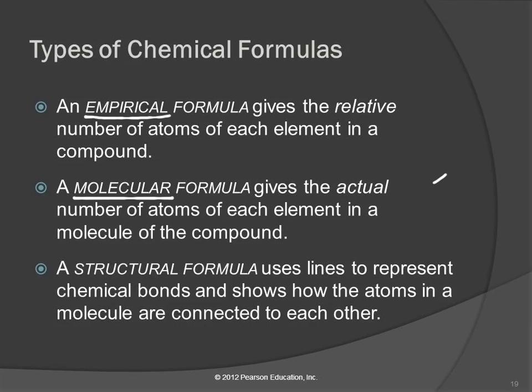So the actual amounts might be in a ratio of 4 to 2, but that is a relationship of 2 to 1. And so an empirical formula is like the reduced fraction, and the molecular formula is the actual number, which may or may not be in its lowest state.